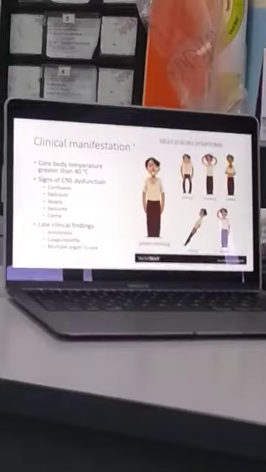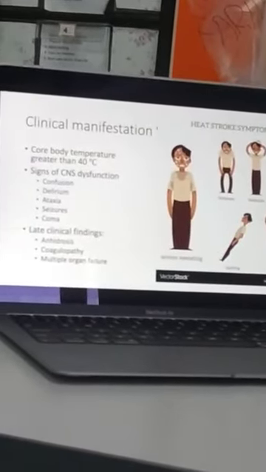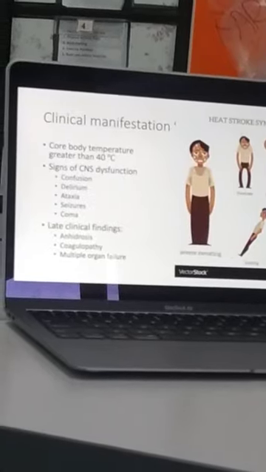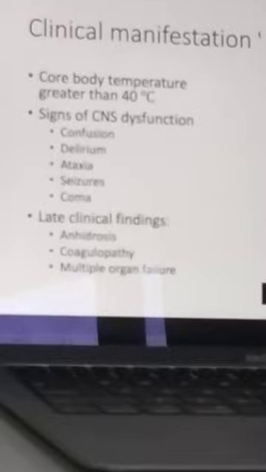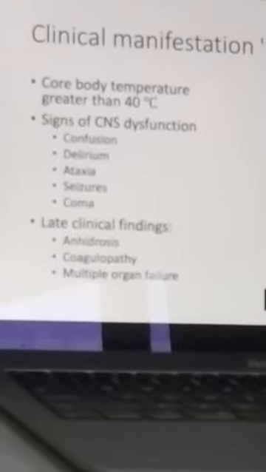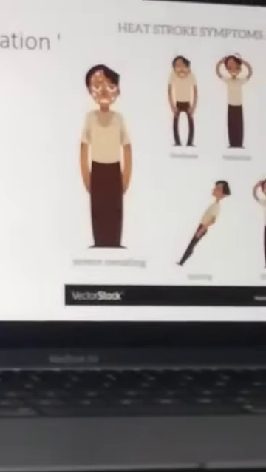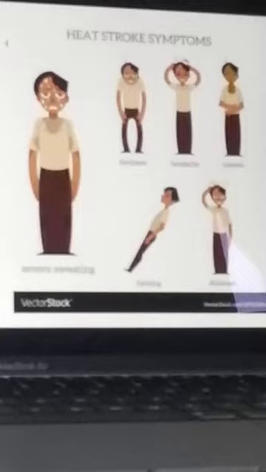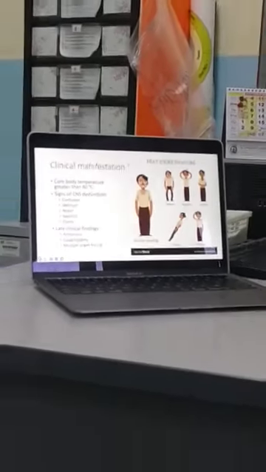For the clinical manifestation of heat stroke, the patient can have tiredness, headache, nausea, vomiting, dizziness, and also severe sweating, with CNS dysfunction such as confusion, delirium, ataxia, seizures, and coma. Clinical findings can also include anhidrosis, coagulopathy, and multiple organ failure. But when a patient experiences these two, there is usually a poor prognosis.